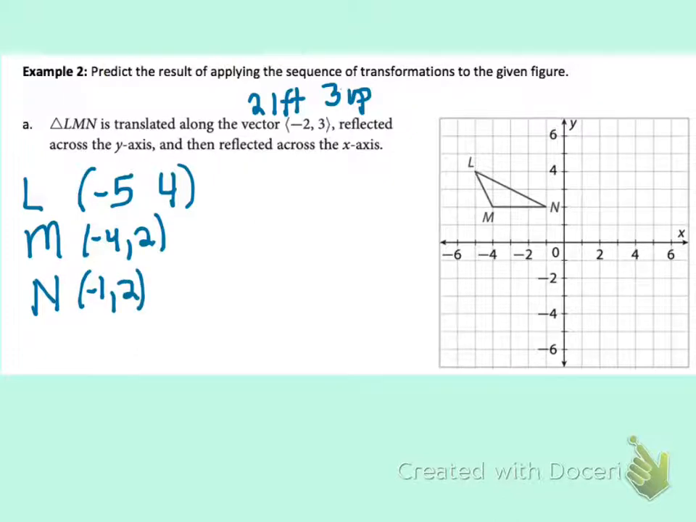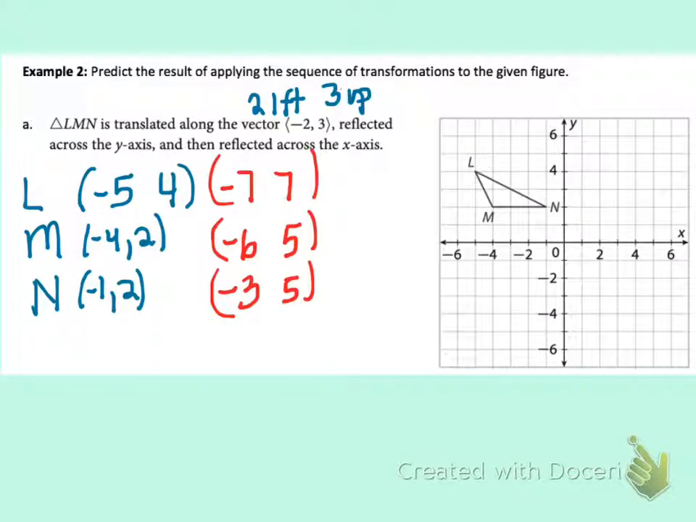And the first thing we're going to do is subtract 2 from the x's, and we're going to add 3 to the y's. So if we subtract 2 from the x's, and if we add 3 to the y's, here are our new coordinates. Okay, so this is the first transformation, right? And now our new coordinates will look like this.